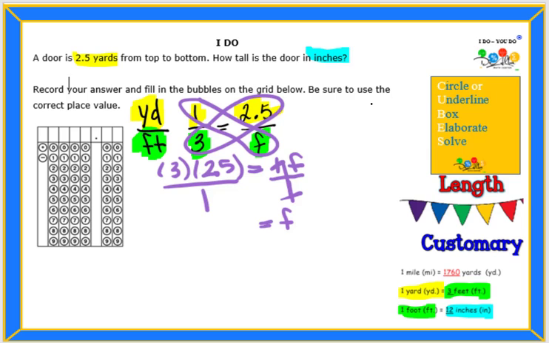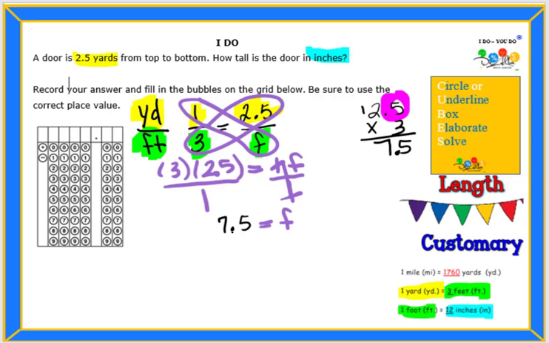So we have 2.5 times 3. 5 times 3 is 15, carry 1. 3 times 2 is 6, and 1 more is 7. Don't forget to count. We have 1 number behind the decimal. So in my answer, I need to make sure I have 1 number behind the decimal. Okay, and so now I know that there are 7.5 feet, but they want our answer to be given in inches.